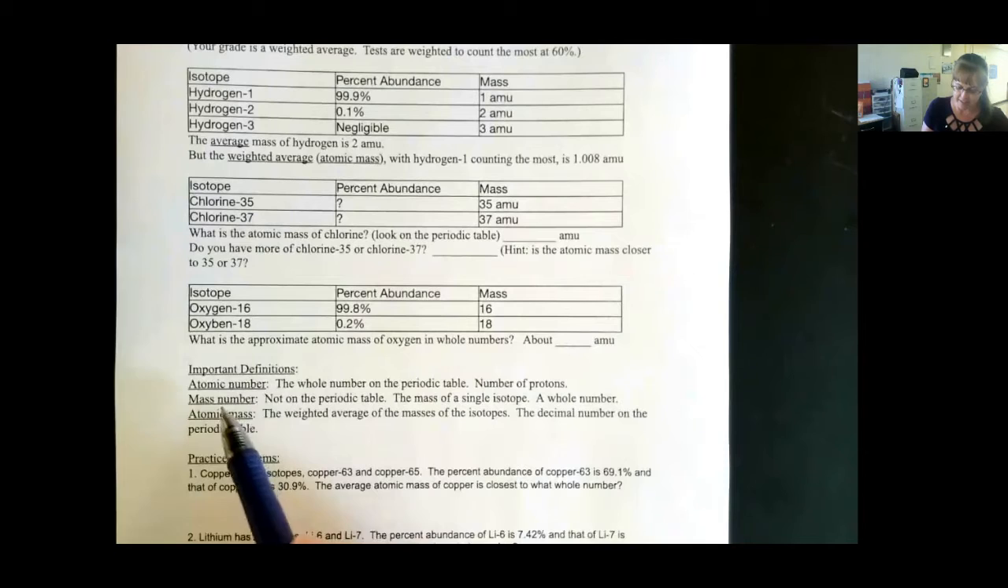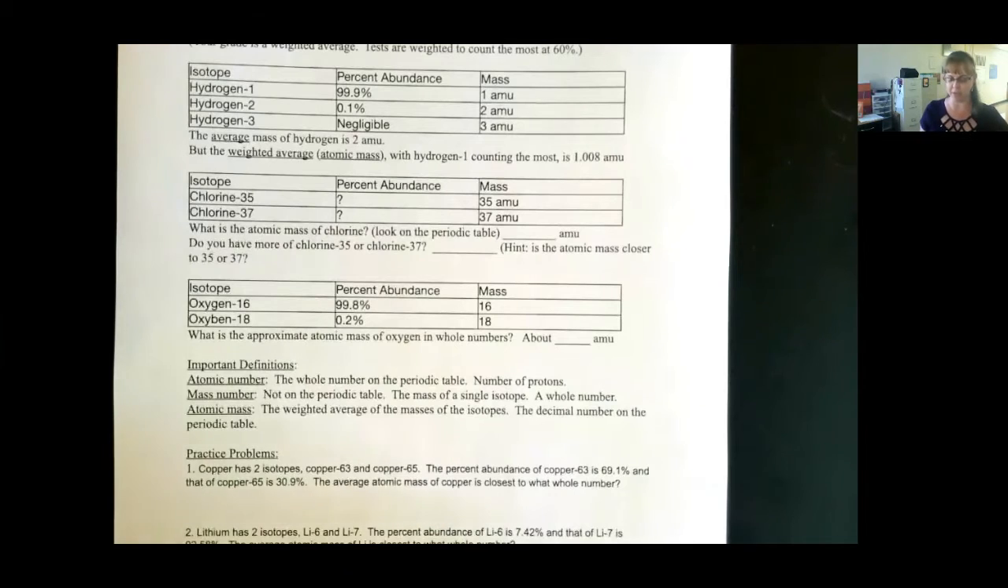And then the mass number is not on the periodic table. This is the number that is given to you in the name. For example, carbon 12 or carbon 13. That has to be given to you because that number is not on the periodic table. It's the mass of a single isotope. If you have one isotope, you add your protons and your neutrons, and that gives you your mass number.